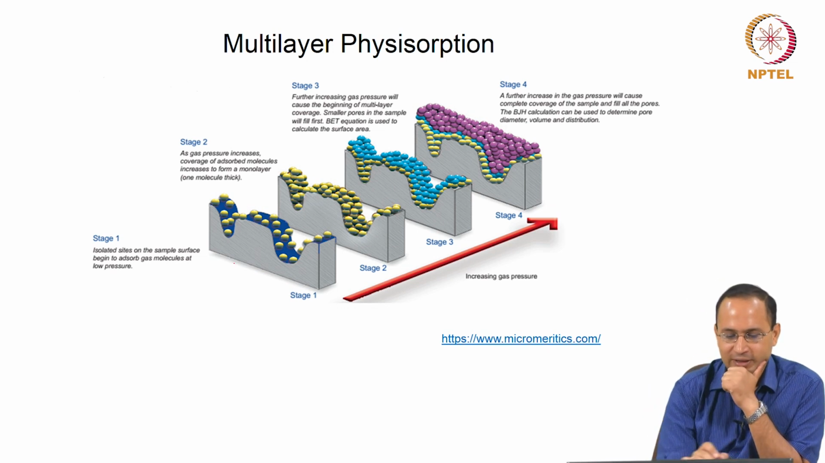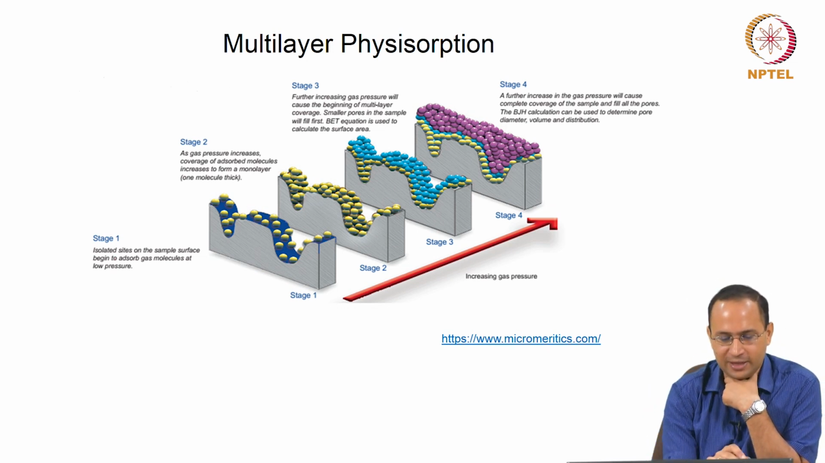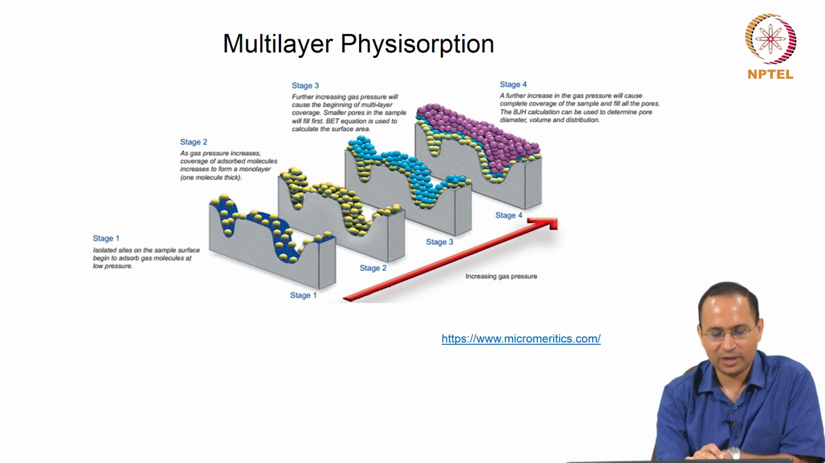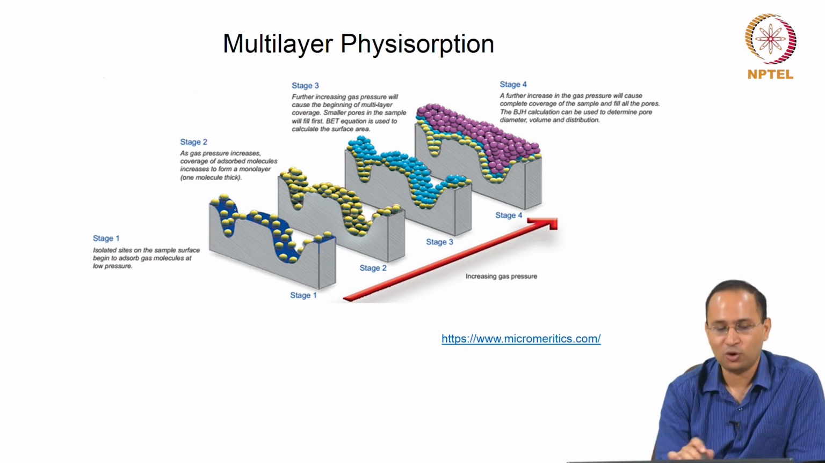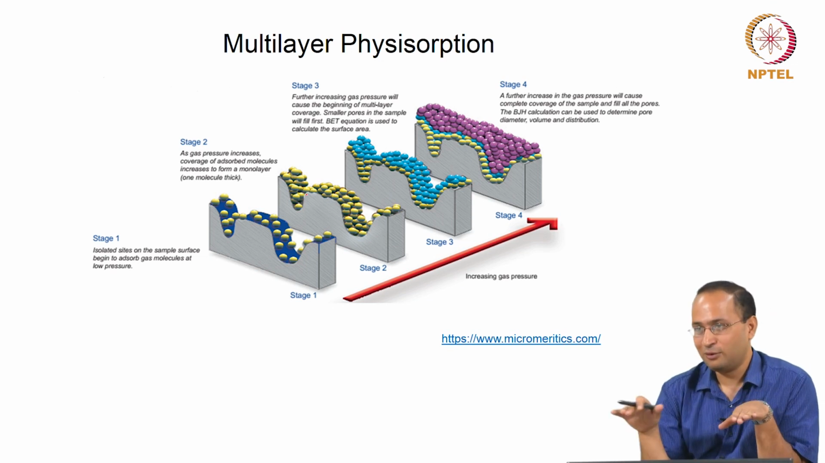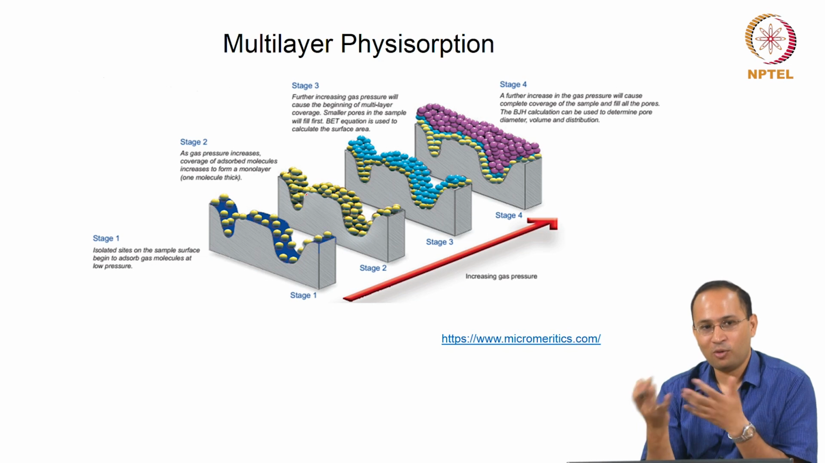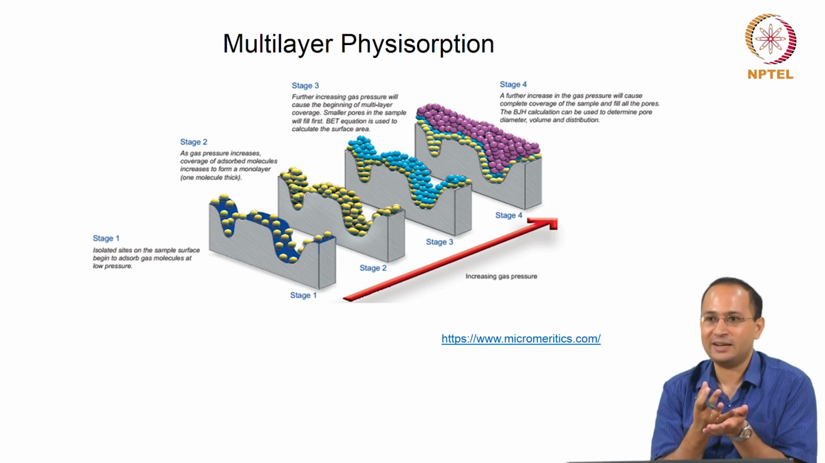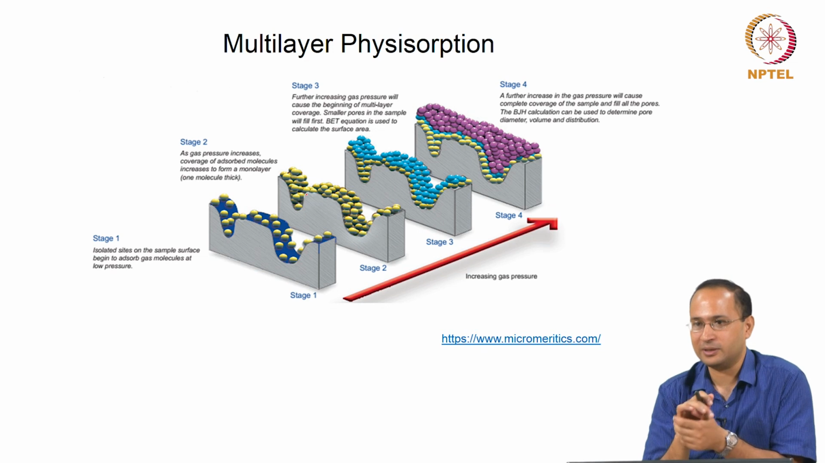Stage 1: isolated sites on the sample surface begin to adsorb gas molecules at low pressure, so not the whole surface area is occupied. Stage 2: as gas pressure increases, coverage of adsorbed molecules increases to form a monolayer. Monolayer means one molecule thick layer. We will come back to it. This we can use to determine the surface area. Suppose you have a monolayer formation and you know the volume of gas which was adsorbed, you can use that information to calculate the surface area. That is the principle here.